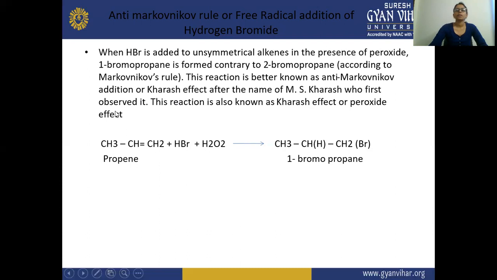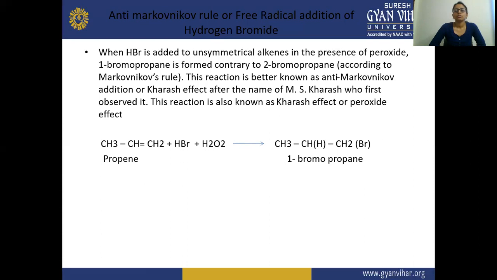So this is the anti-Markovnikov rule, also known as free radical addition of hydrogen bromide. In this reaction, HBr is adding to an unsymmetrical alkene in the presence of peroxide. Peroxide is your H2O2. When it reacts with propene, an unsymmetrical alkene, there is formation of 1-bromopropane. But in the case of the Markovnikov rule, there is formation of 2-bromopropane.